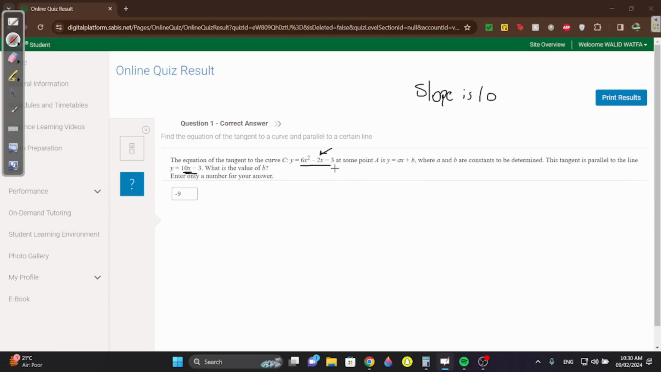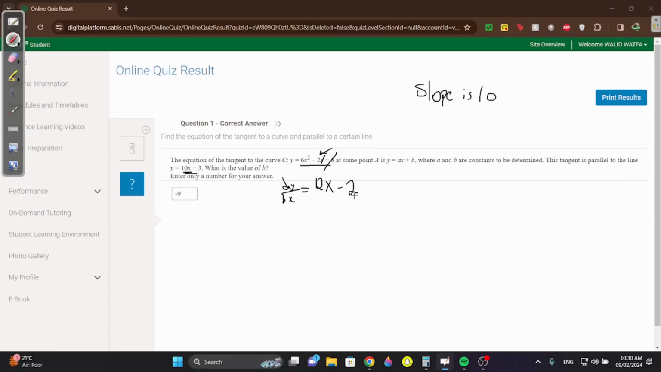Let's derive 6x squared minus 2x minus 3. You multiply the exponent by the coefficient, 12x, and reduce the exponent by 1. Then minus 2, and obviously x goes because the exponent was to the power of 1, and this one doesn't have an exponent, so you cancel it out. This is just the basics of deriving. dy over dx is 12x minus 2.